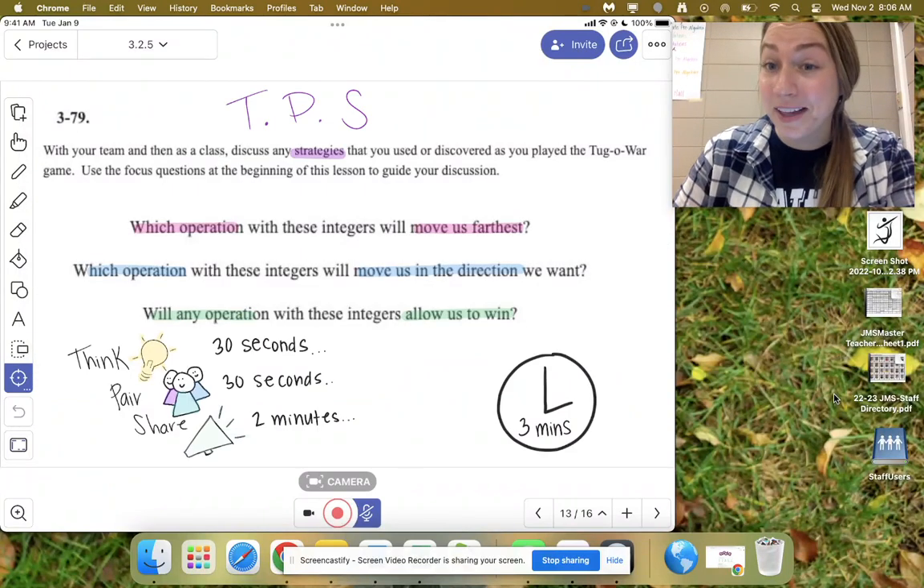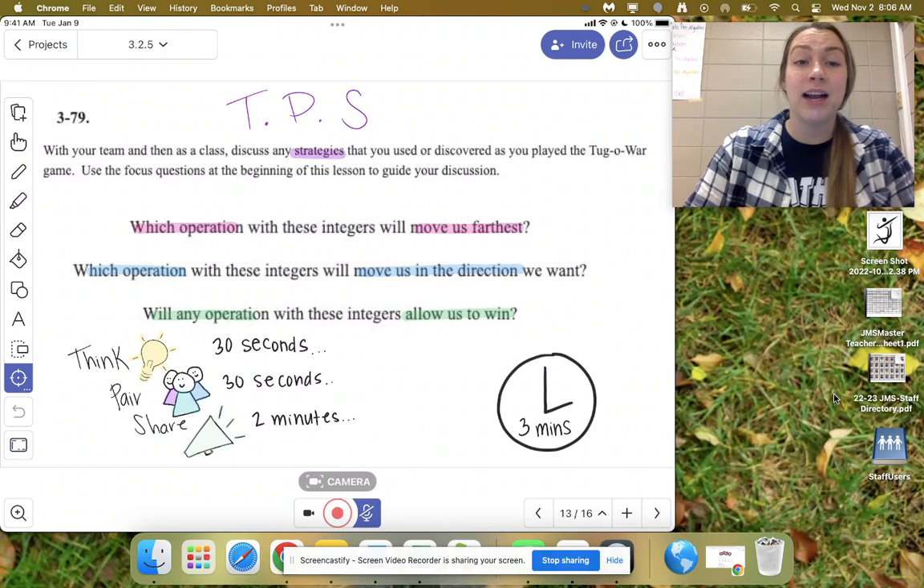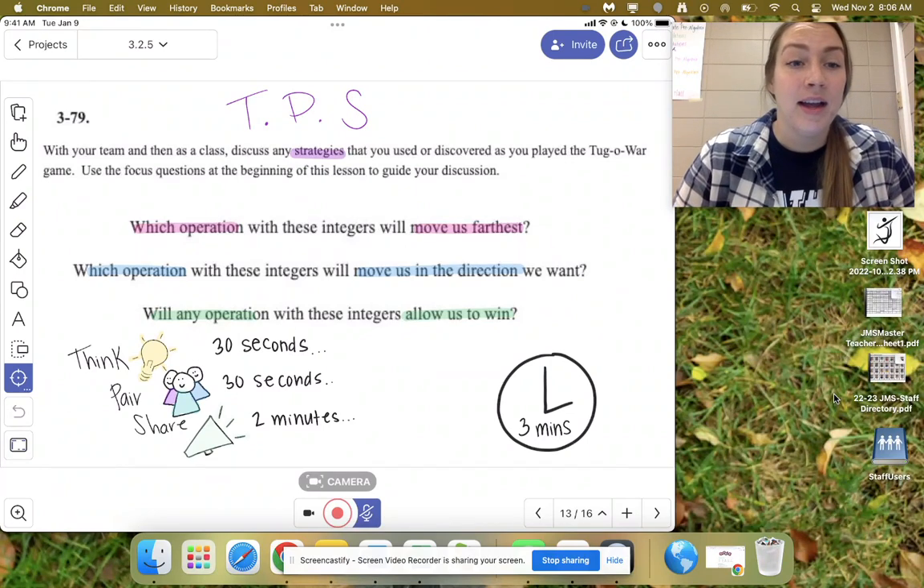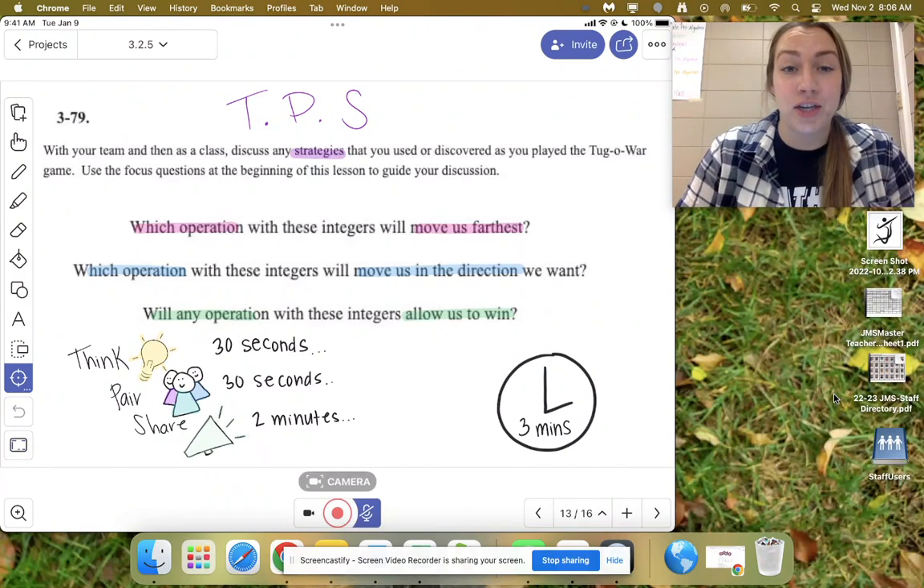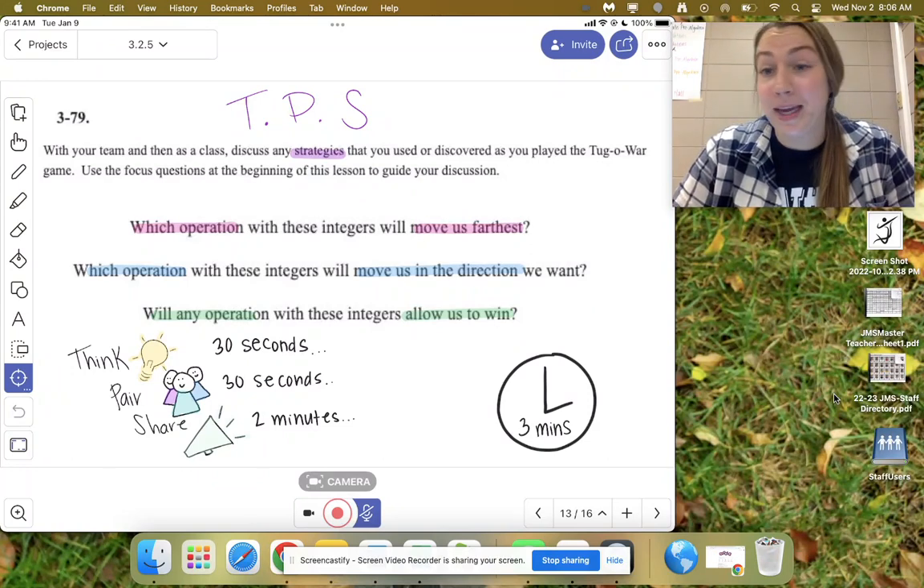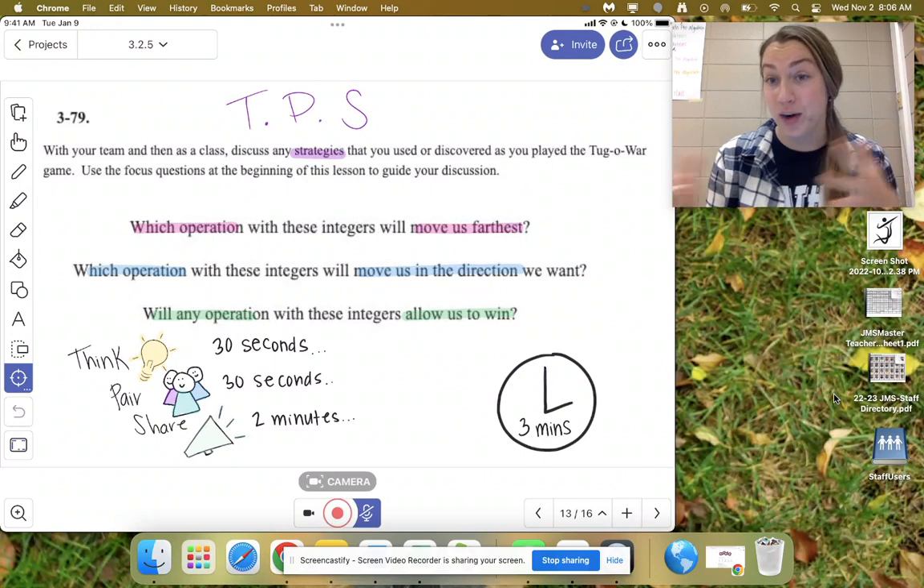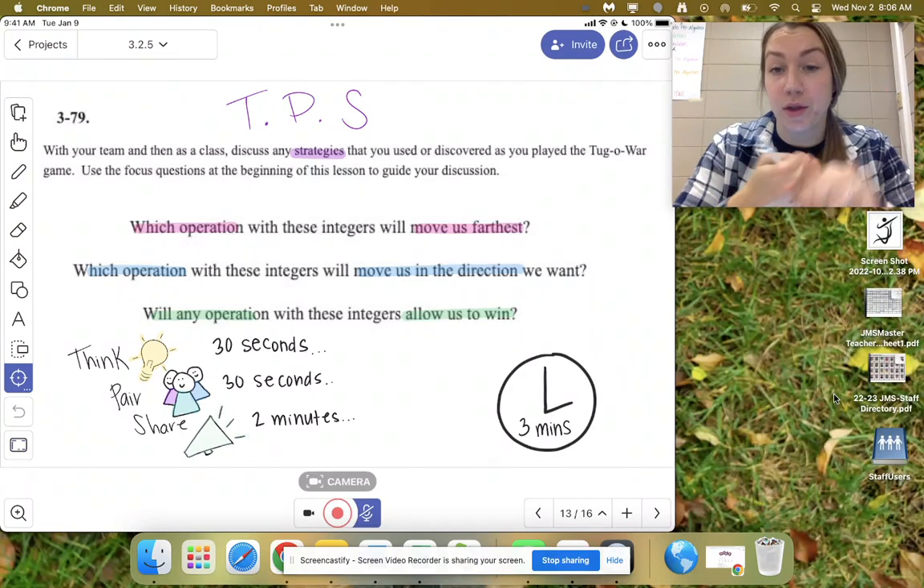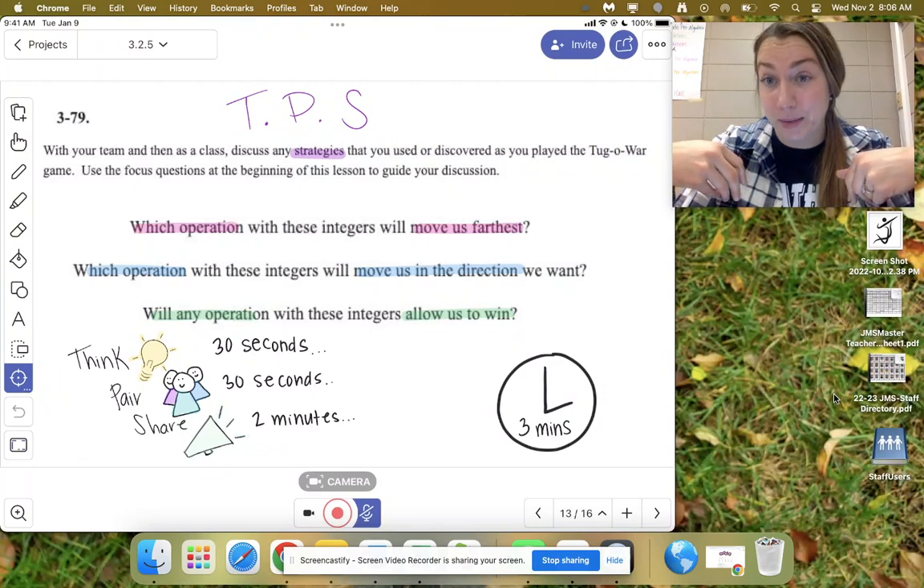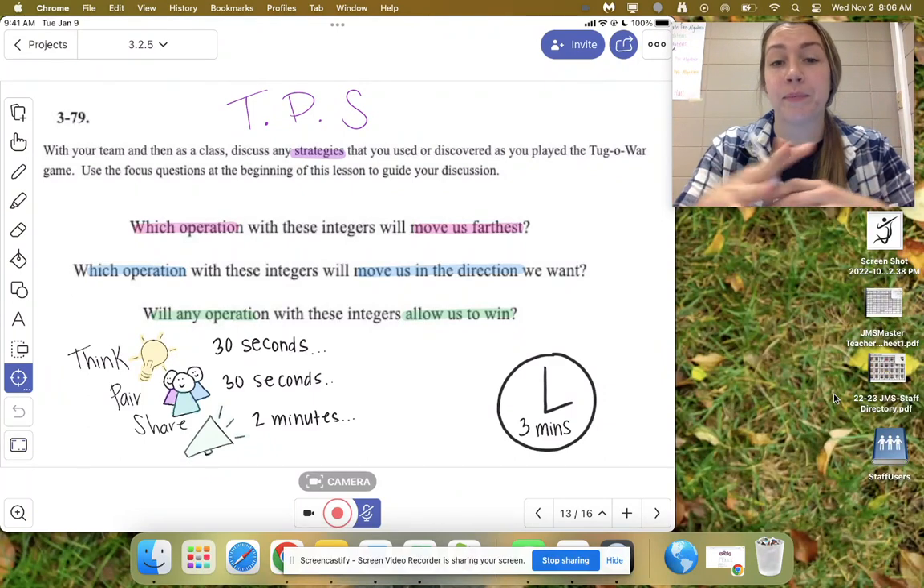All right. Hopefully that was fun. Hopefully you got a winner. 79 is a TPS, Think, Pair, Share, with your team, and then as a class, discuss any strategies that you used or discovered as you played Tug of War, and use the focus questions from the beginning to guide your discussion. So what operation with integers moved you the farthest? Which operation with these integers will move you in the direction you want? And will any operation allow you to win? Okay, so 30 seconds think, 30 seconds with somebody pair up at your table, and then 2 minutes. So you're going to come back to this video in 3 minutes, but do those 3 things in that order. Go.